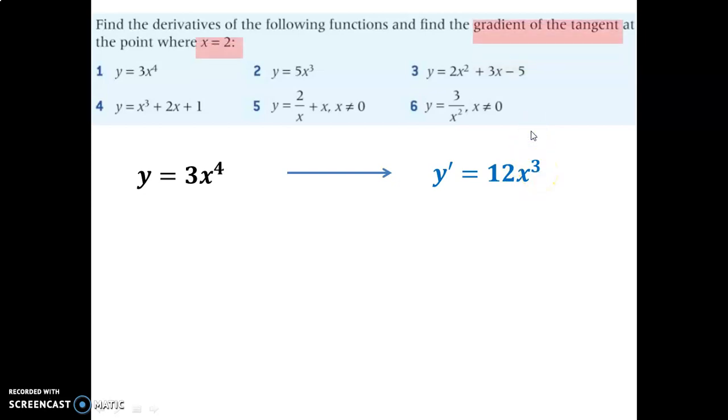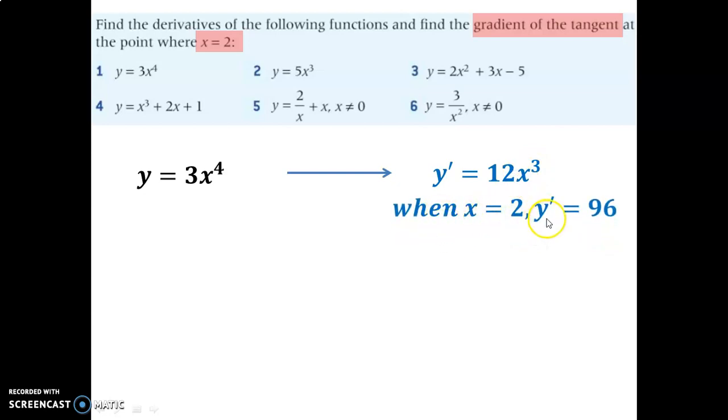Now the next part of this question says, find the gradient of the tangent when x equals 2. So remember, this is called the gradient function. It allows us to find the gradient or slope at any point. So when x equals 2, we're going to put 2 in here and see what we get. When we put 2 in here, 2 cubed is 8. Times 12 is 96. So when x equals 2, y primed equals 96. And that tells us the slope of this function when x equals 2 is 96. It tells us the slope when x equals 2 of this function.